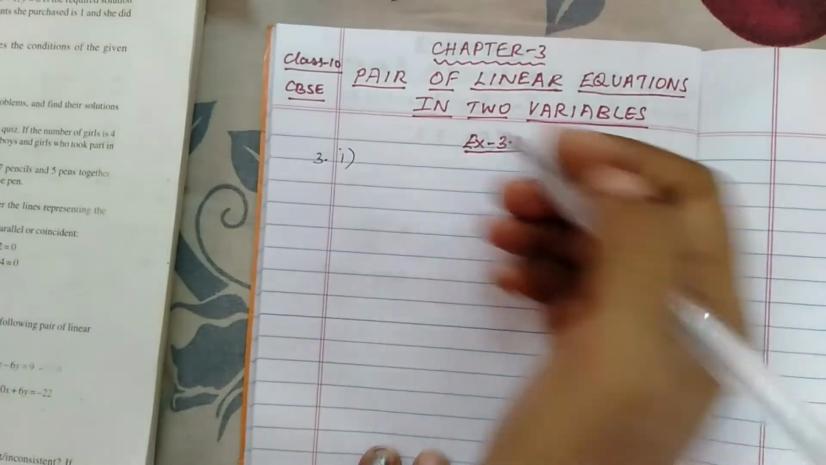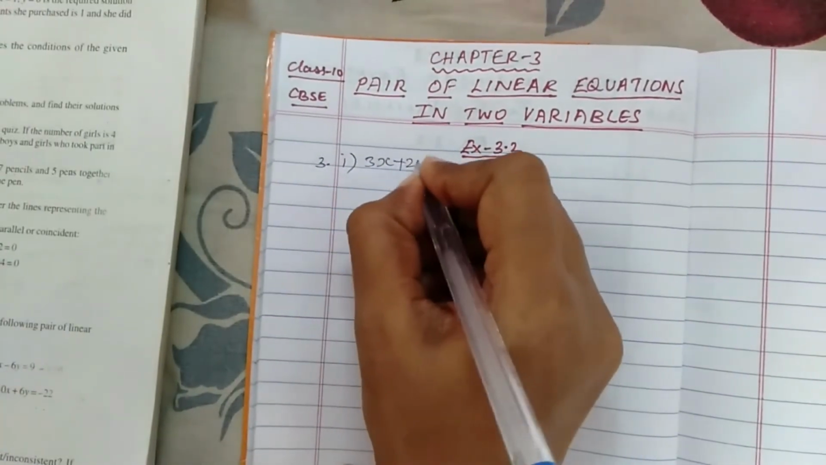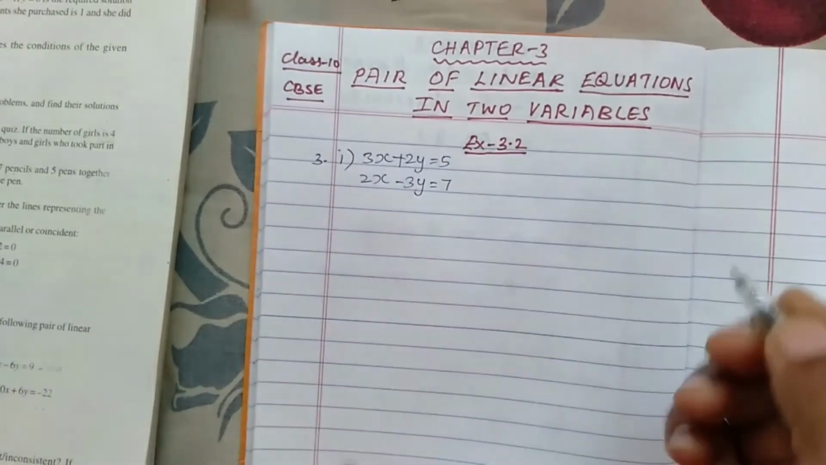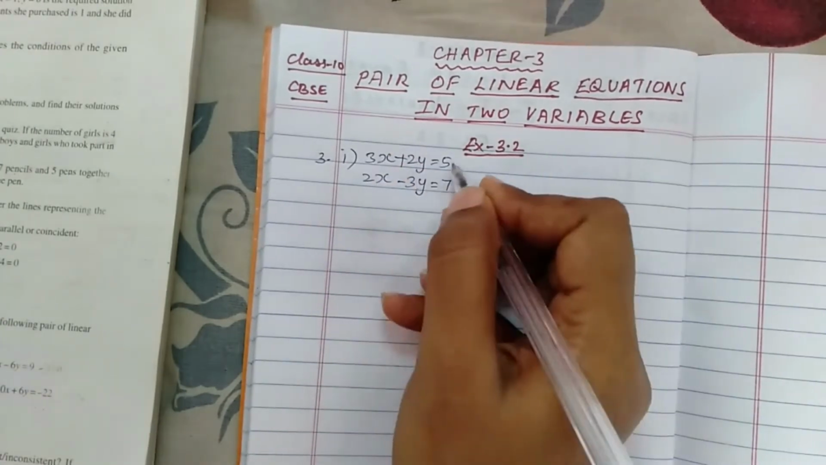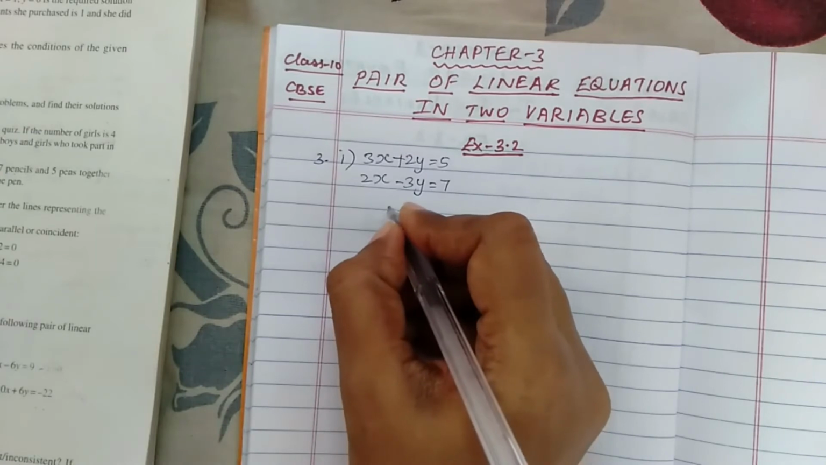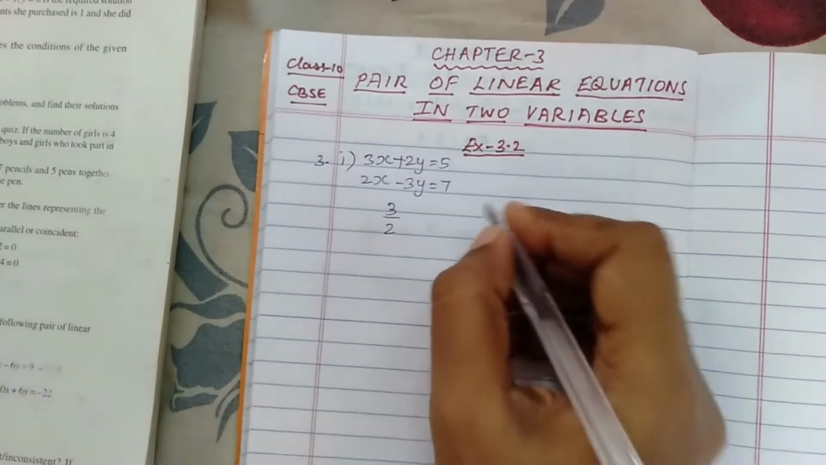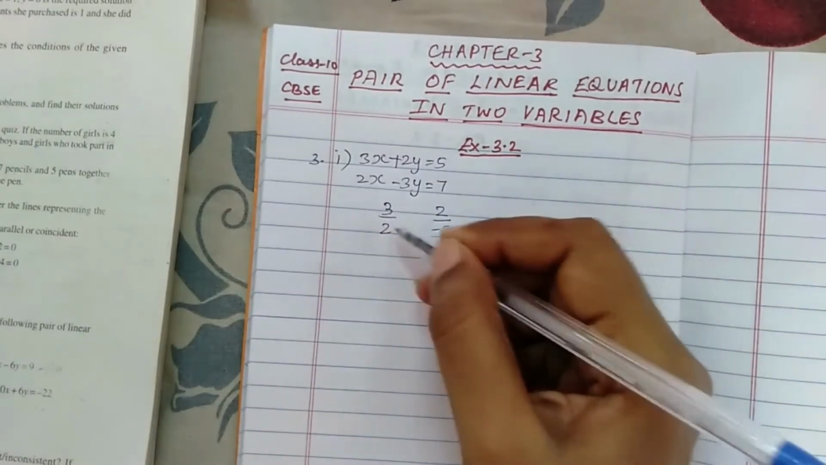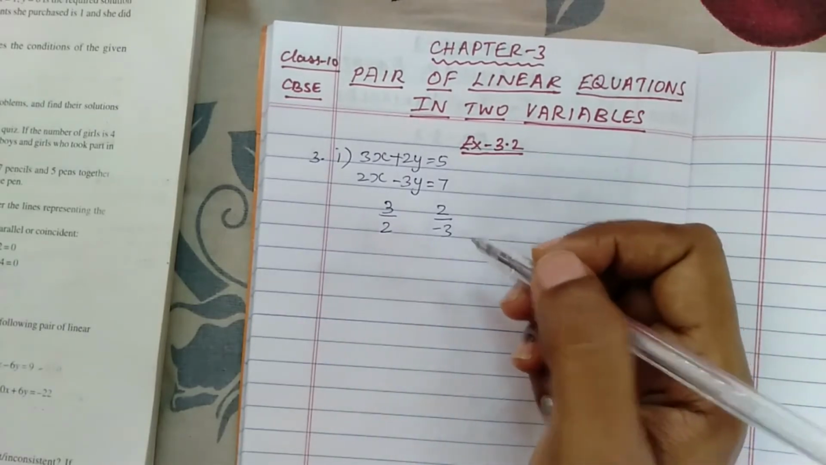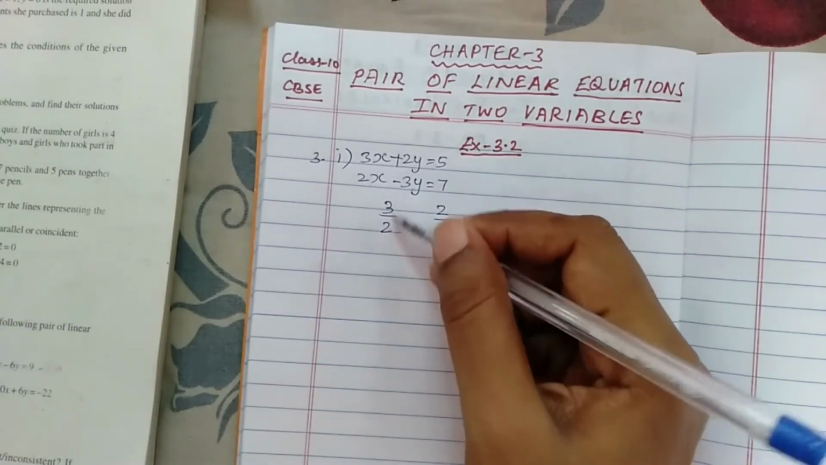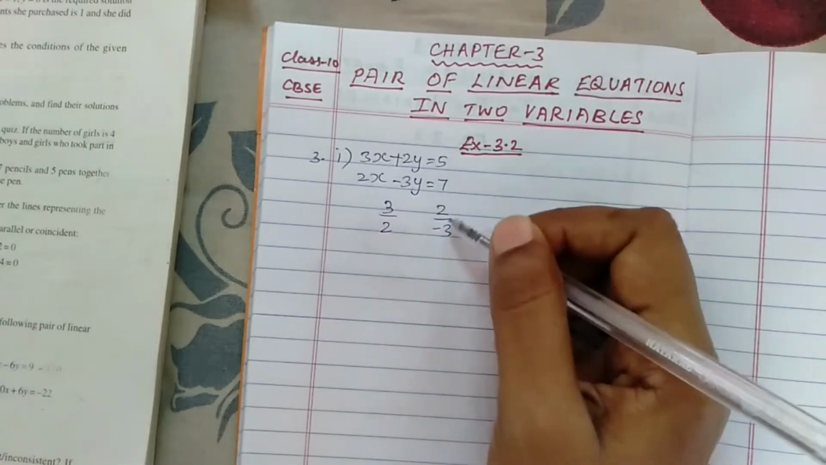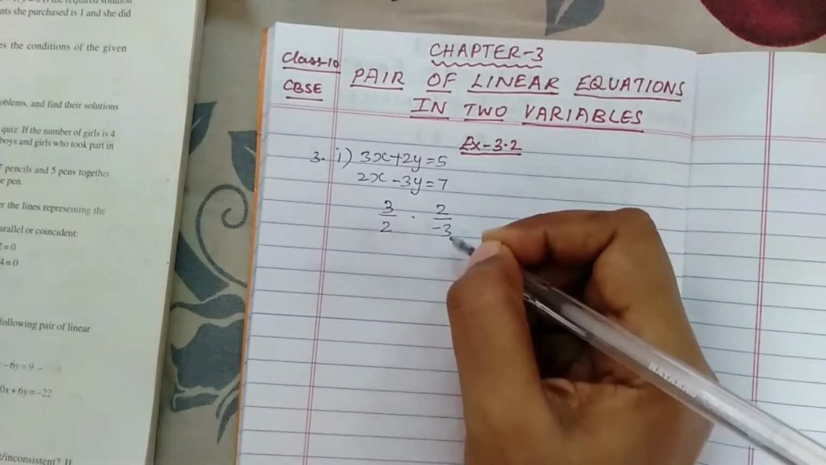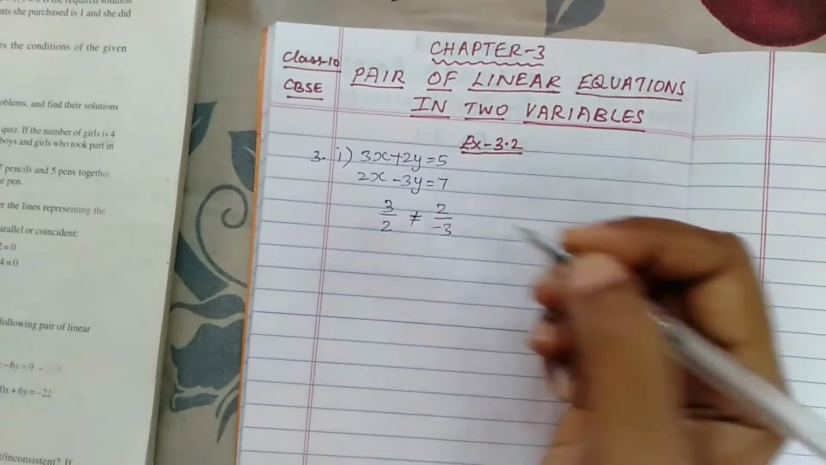So, children, this is the first part. 3x plus 2y is equal to 5. Then 2x minus 3y is equal to 7. This is A1 and A2, this is B1 and B2, this is C1 and C2, as you all know. So, let's try out first. A1 and A2 is 3 by 2, then B1 and B2 is 2 by minus 3. Okay, see, from here itself you are able to understand that they are not equal to one another, because I cannot solve this any further. These are already in their lowest terms. So, this is the final form they can take. So, here it says that they are not equal to one another.